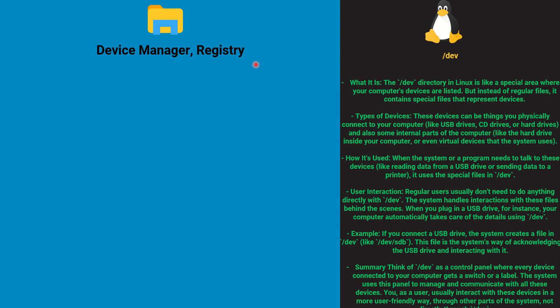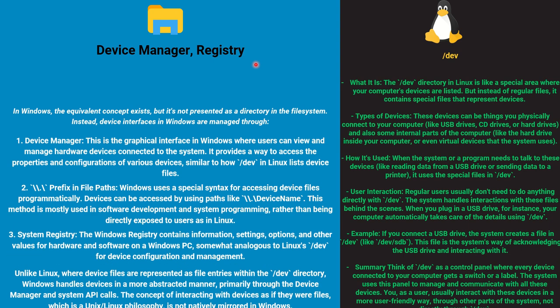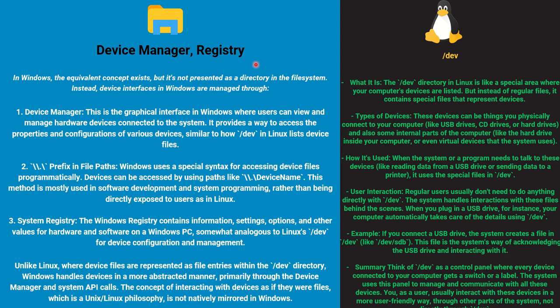What is the equivalent for this on the Windows side? Device Manager and the registry. Device Manager on the Windows side is a graphical interface where users can view and manage hardware devices that are connected to the system. It provides a way to access the properties and configurations of various devices, similar to how /dev in Linux lists these device files. The system registry will also contain some information about the connected devices.